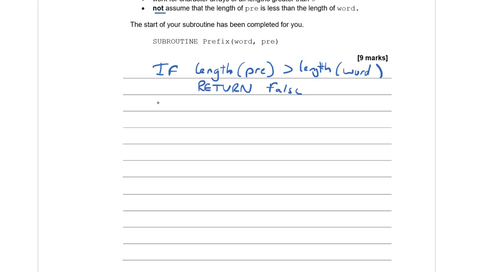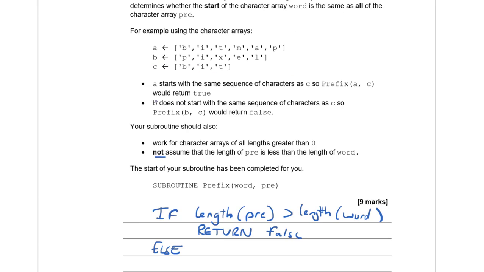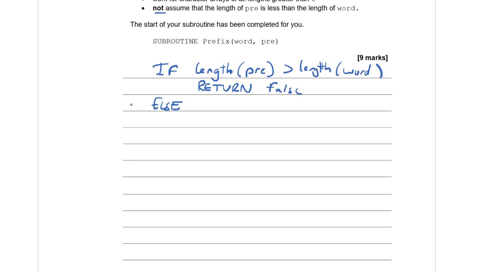This is just a condition that doesn't work. So let's just close this off. So in fact we're going to have else. So we need to iterate over our word array and compare each value with the corresponding one in our pre array, and if they stop matching, we will return false.